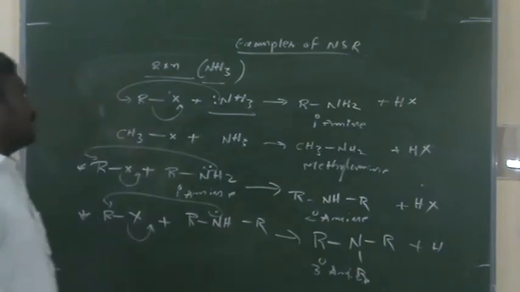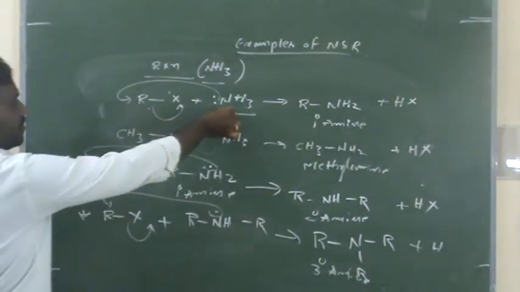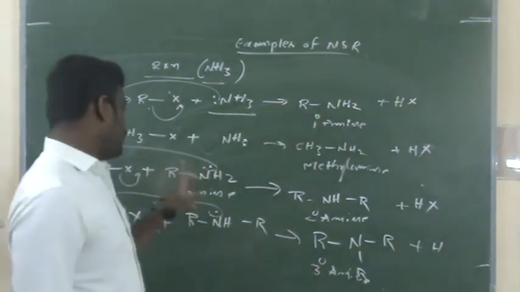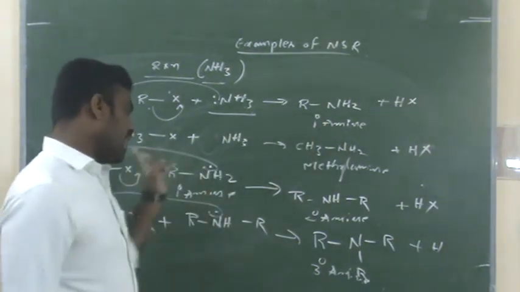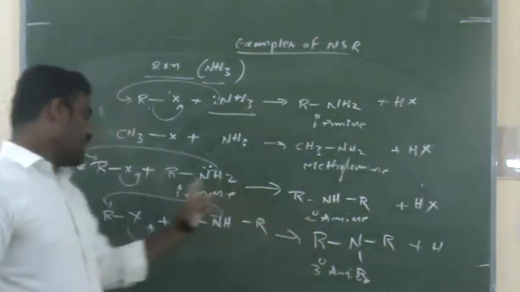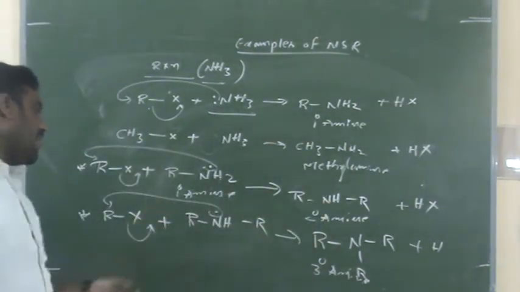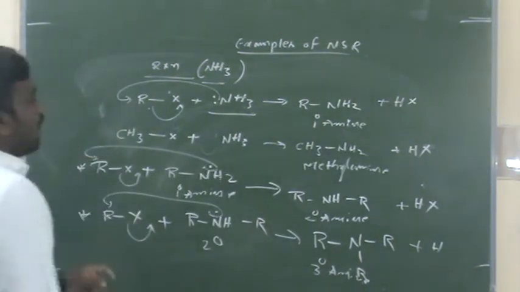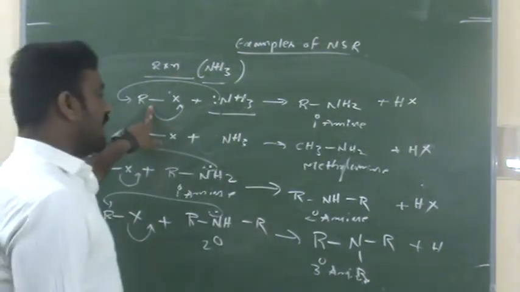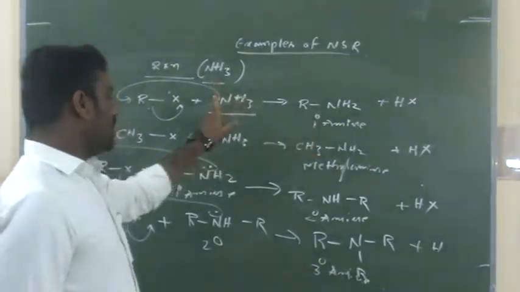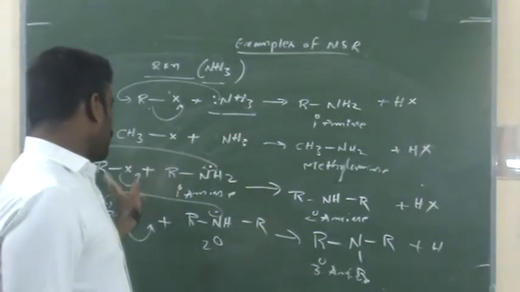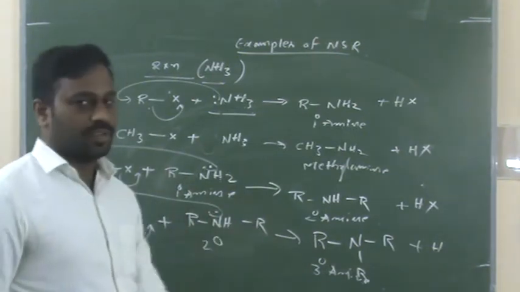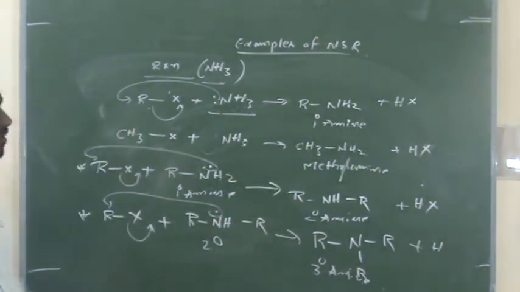Tertiary amine means one alkyl halide reacts with ammonia, we get a primary amine. This primary amine again reacts with another alkyl halide, we get a secondary amine. This secondary amine again reacts with another alkyl halide, we get a tertiary amine. So ammonia reacting with one alkyl halide gives a primary amine; the same ammonia with 2 alkyl halides gives a secondary amine, and with 3 alkyl halides, a tertiary amine. That is a way of discussing it here.